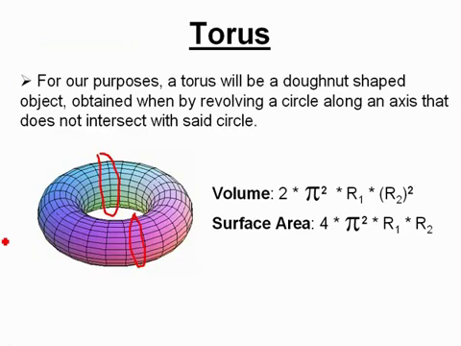So, sorry about that. But anyway, you can think of a torus like a ring shape, or a donut shape.